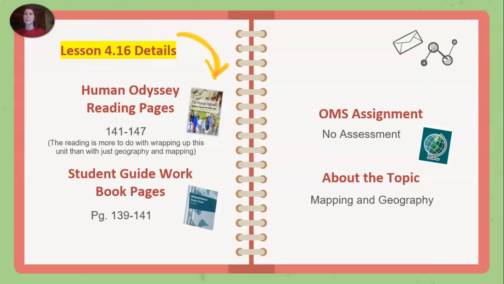Our 4.16 details are Human Odyssey reading pages 141 to 147. This reading is a little bit more to do with wrapping up this unit than just geography and mapping. So when you read through it, you're going to notice it's a kind of a culmination of everything in this unit. Student Guide Workbook pages 139 to 141. Your OMS assignment, there's no assessment today. Super exciting about that, right? And then about the topic, mapping and geography.